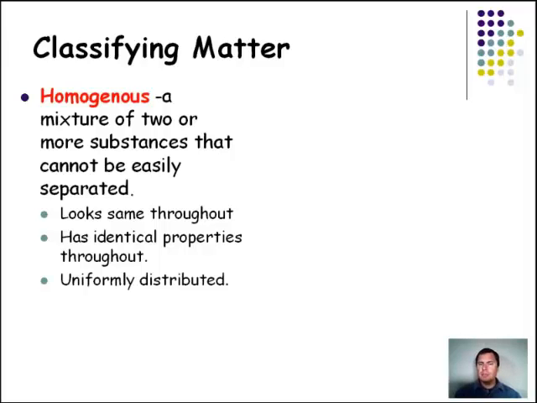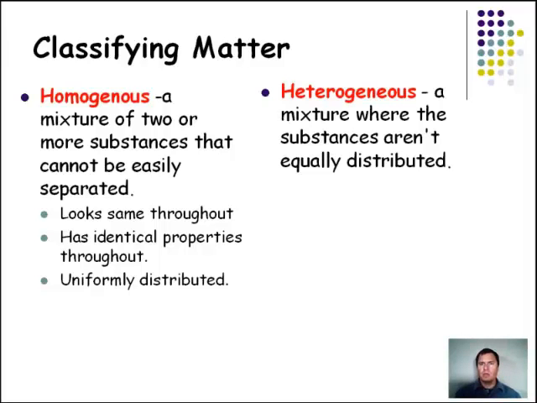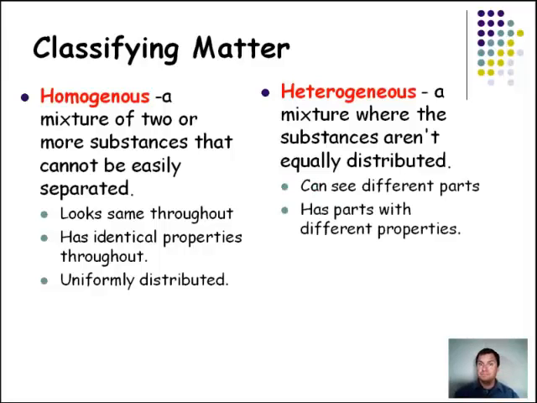Now, if we look at something and we can see different parts in it, we're going to call it a heterogeneous mixture. The substances that make it up aren't equally distributed. We can see different parts in them, and each of these parts has different properties, so they're not the same throughout. So we can visually divide them between heterogeneous and homogeneous. Heterogeneous is oftentimes referred to as a mixture.